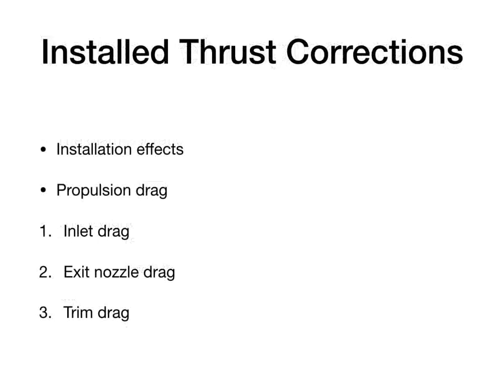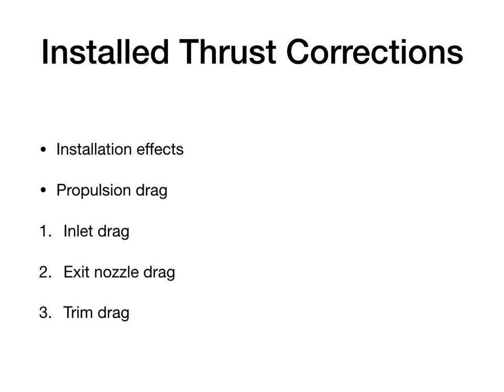Next is installed thrust corrections. The thrust that is reported by the engine manufacturers is referred to as the uninstalled thrust, that is, the thrust produced by the engine on a test stand. The thrust that is relevant to aircraft performance is referred to as installed thrust. The installed thrust is the uninstalled thrust corrected for installation effects, minus any drag produced by the propulsion system. Installation effects include inlet pressure recovery, bleed air, power extraction, inlet airflow distortion effects, exit nozzle performance, etc.